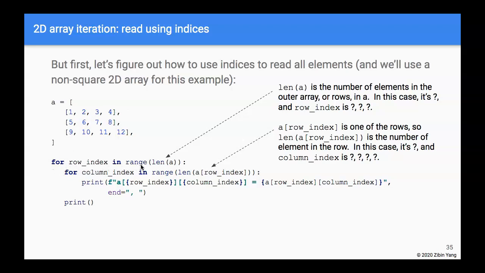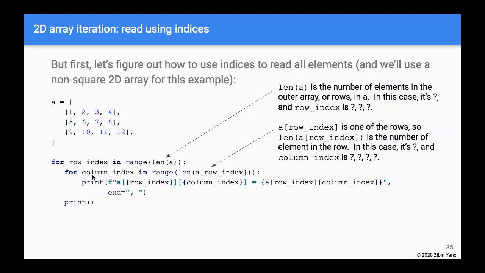And for the outer loop, we're going to loop through the outer array. Now, each element of the outer array is a row, right? So the number of rows in the outer array is basically the length of A. So the row index I'm going to use is going to be in the range of the length of A, right?